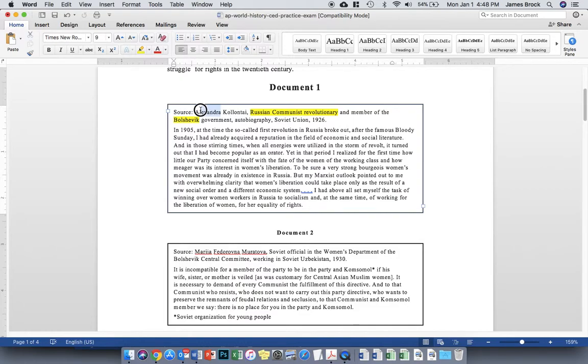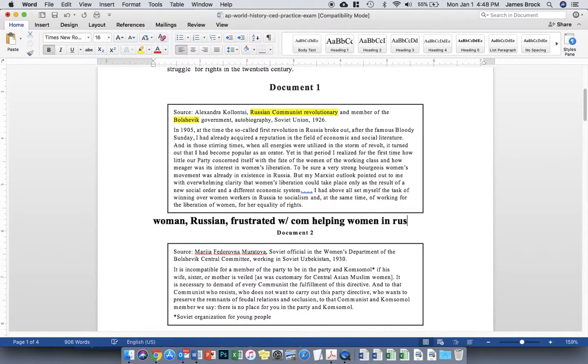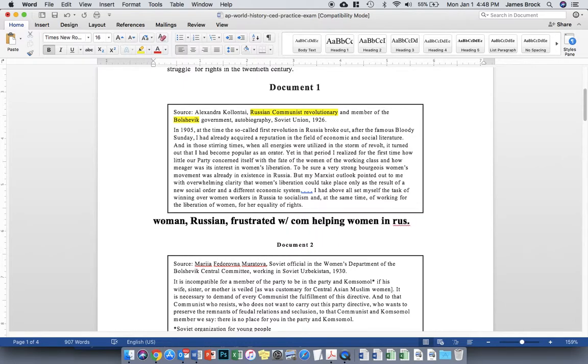So I see Alexandra, so this is a woman speaking, okay, she's Russian, she's frustrated with communism helping women in Russia. She needs a new social order, and she's bourgeois, which, no, gee, I spelled that right. She's bourgeois, which is middle class.